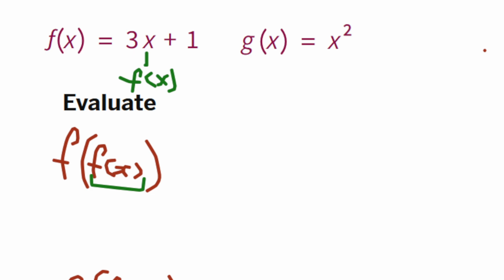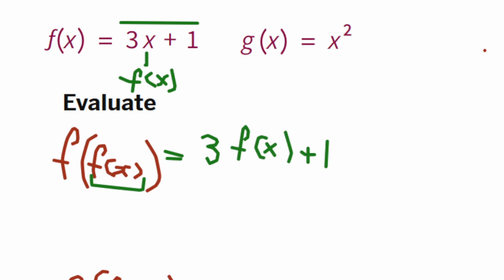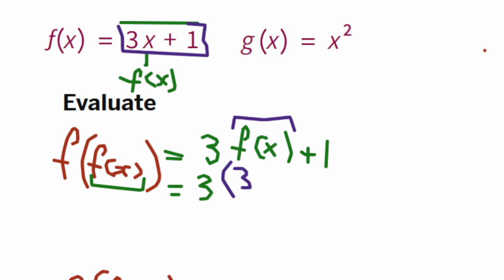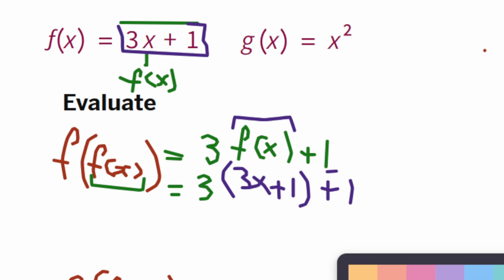And what's f of x? F of x is all this. So the answer would look something like this. So it's equal to, you can write it like this first. So 3, instead of x, I write f of x, plus 1. And then it's equal to 3. What's the value of f of x? F of x is 3x plus 1. So instead of that, I write 3x plus 1. And then I write this one. Do you get it? Now, let's finish it.